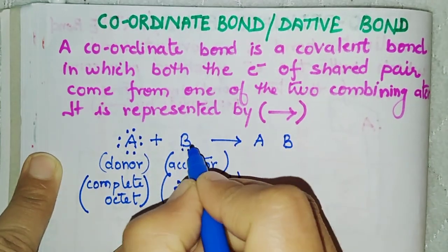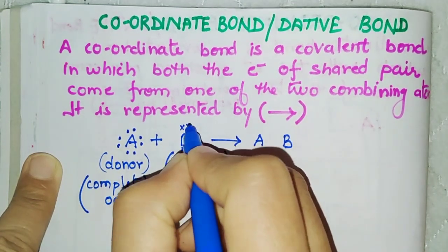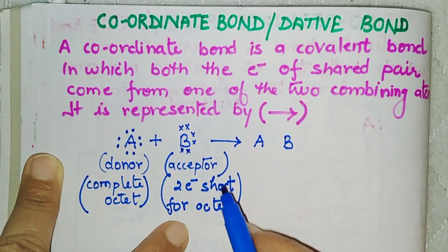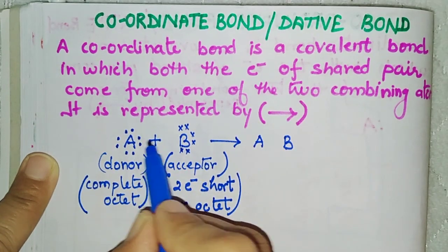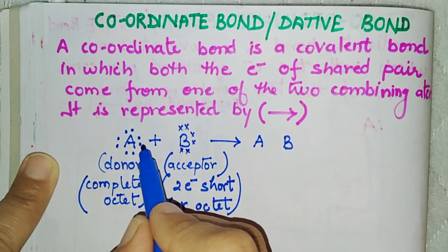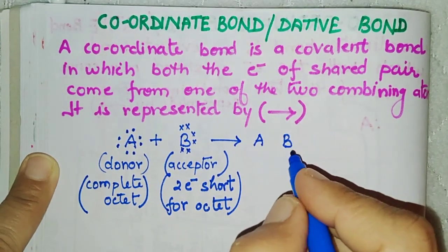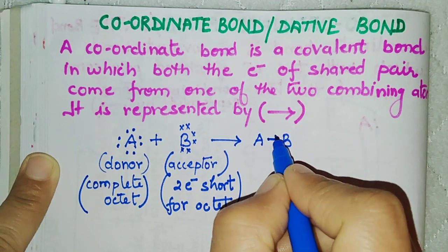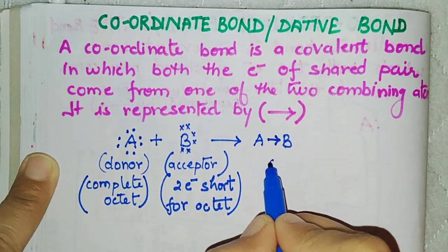1 2 3 4 5 and 6. Now what will happen? See, there will be a bond between these two. This complete pair will be given here. So one bond will be formed. This is called your coordinate bond.